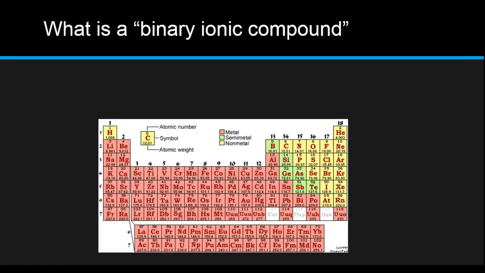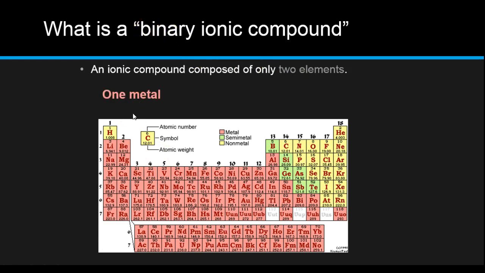So first of all, what is a binary ionic compound? This is any ionic compound that's composed of only two elements. That's why the prefix bi always means two things. When we say two elements, of course, we mean one metal from the left side of the periodic table and one nonmetal from the right side.